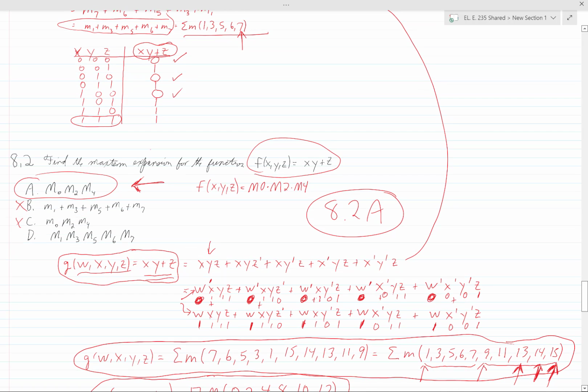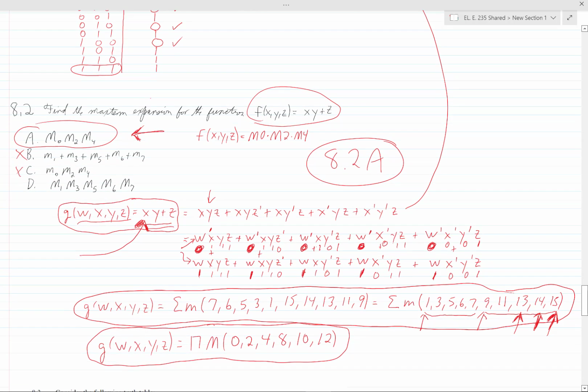Now down here, when we have exactly the same algebraic formula, but consider this to be a function of 4 independent variables rather than 3, now we will have twice as many minterms. Instead of 5, you can count them, we have 10, and we also have twice as many maxterms. Instead of 3, we have 6. And once again, just like with the minterms, notice how the maxterms come in pairs that differ by 8. We have 0 and 8, 2 and 10, 4 and 12.